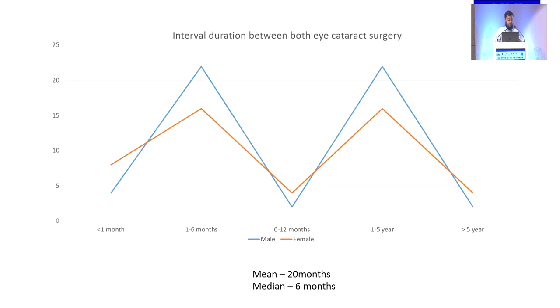This is the interval duration between both eye cataract surgeries. We found that the mean was roughly around 20 months. The median was 6 months. The peak was roughly bimodal. The majority of the patients got operated within 6 months to 1 year, and the other peak was patients who got operated after 1 to 5 years.